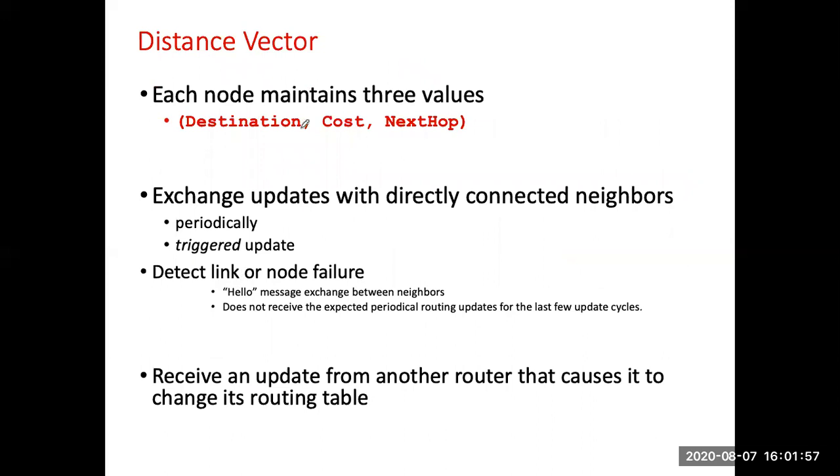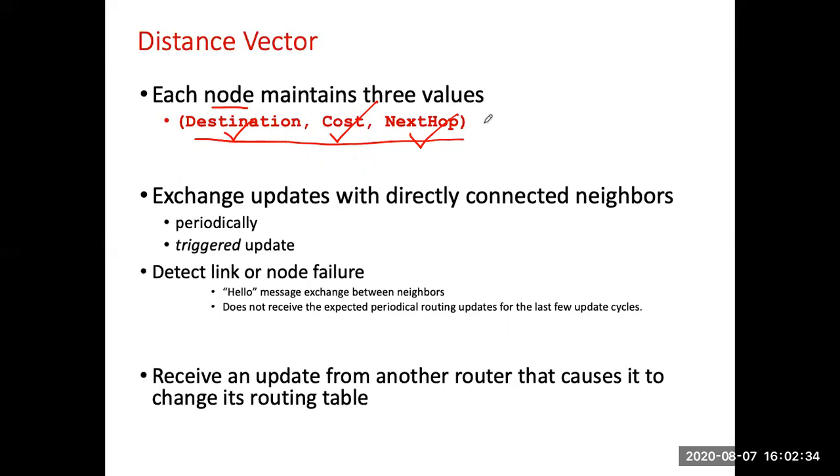Basically, in distance vector protocols, each node, that is the router, maintains a routing table, and they save three types of values. First one is the destination, then the cost to this destination, and then the next hop. What is the next hop? Next hop is basically that router through which it can reach the destination. And this type of information is maintained by exchanging updates with the directly connected neighbors.